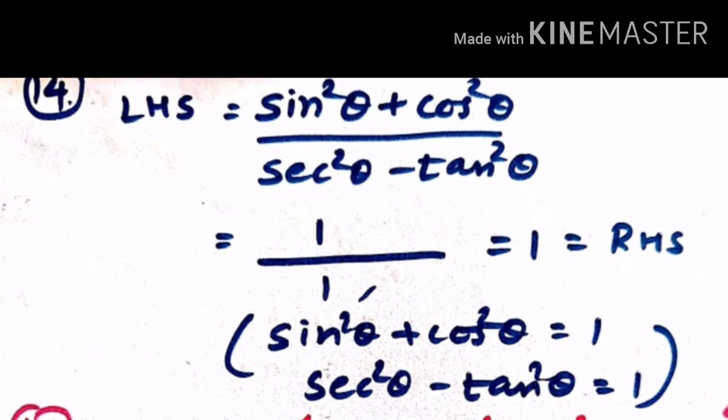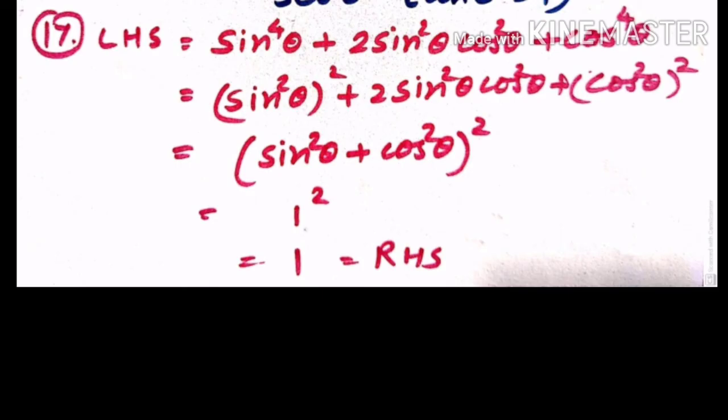Now let us take the next question, 17. In the 17th question, left hand side is equal to sine 4 theta plus 2 sine square theta cos square theta plus cos 4 theta. So just observe the left hand side first. The first term is a perfect square, the last term is a perfect square, and there is a middle term with 2 into the first term's square root and the last term's square root. So here I have written it as sine square theta whole square plus 2 sine square theta cos square theta plus cos square theta whole square.